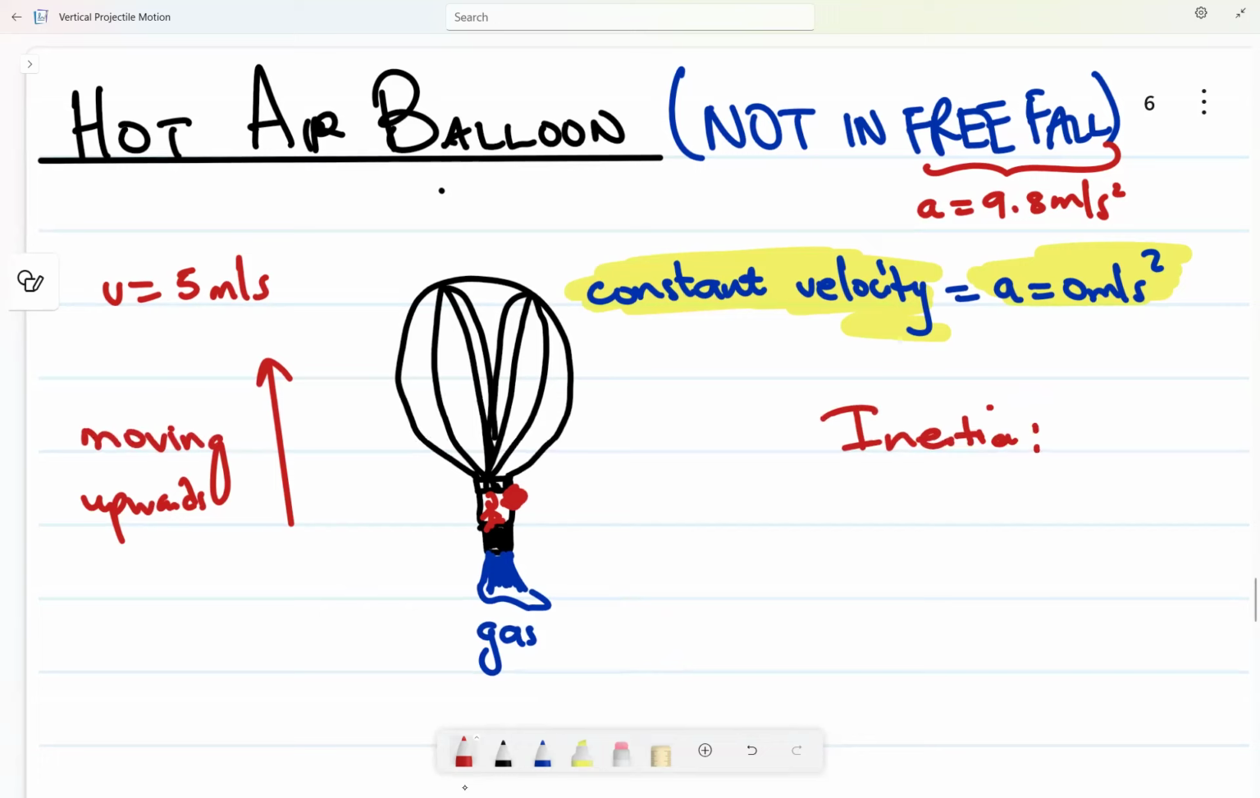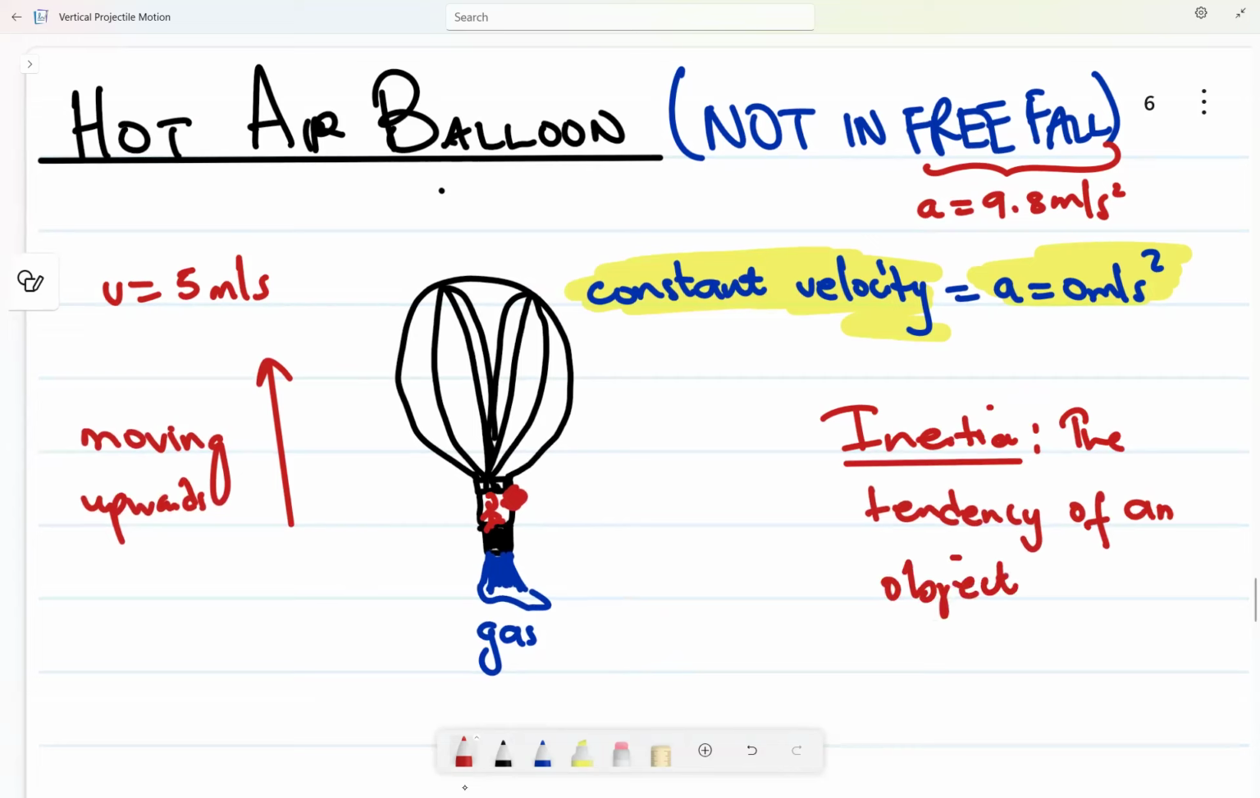What is inertia? Remember, inertia is the tendency of an object to resist change in motion. Meaning, if an object is at rest, it wants to stay at rest. It is very hard to get it going if it's at rest. If it is moving at a constant velocity, it wants to keep moving at that constant velocity. It does not want to change. This is what we refer to as Newton's first law. Remember, the definition says so.